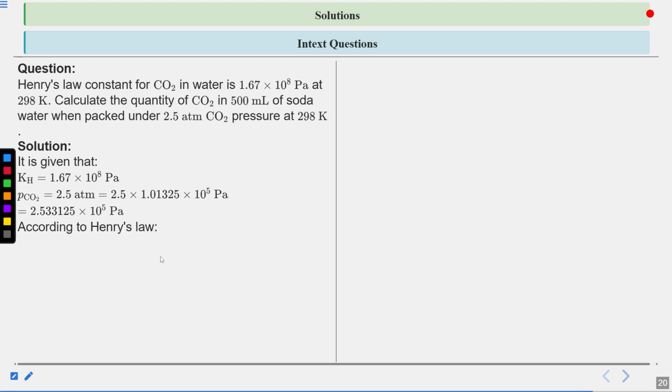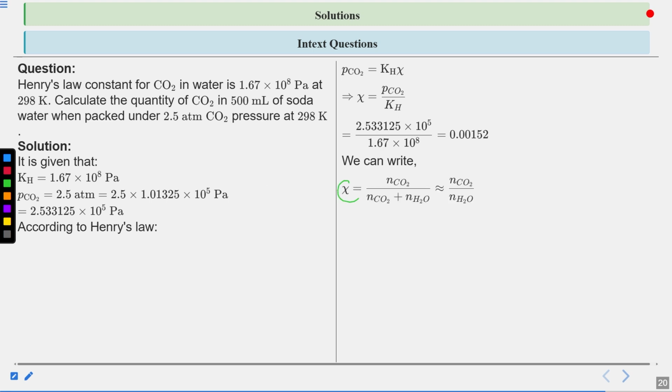Now, according to Henry's law, we can put it here. Further, we can write chi is equal to pressure of CO2 by KH. If you put the values back here, we have calculated the pressure of CO2 and we have the value of KH already. It will give you 0.00152.